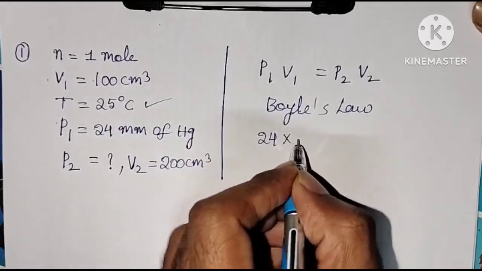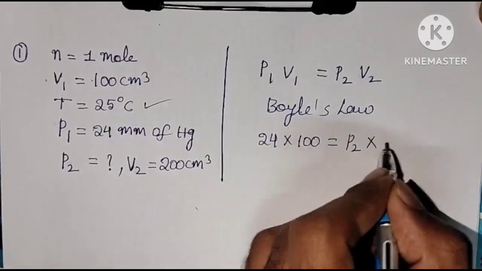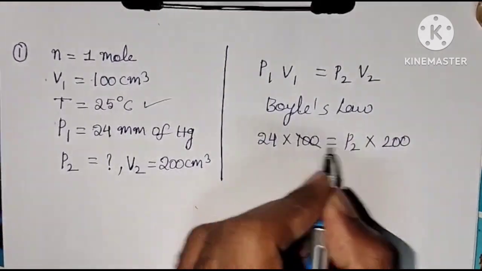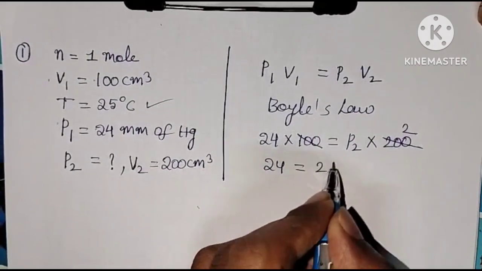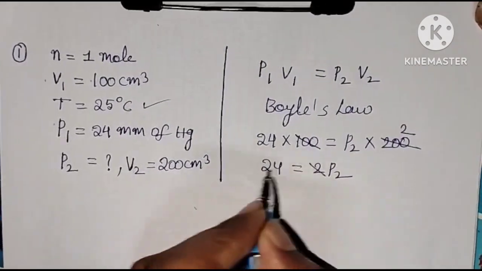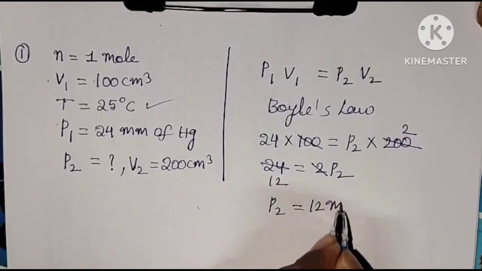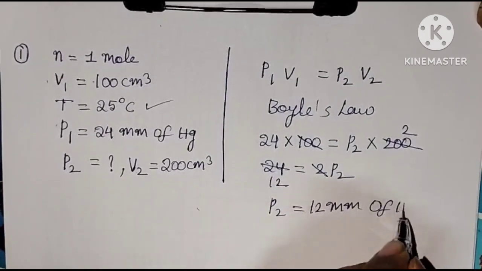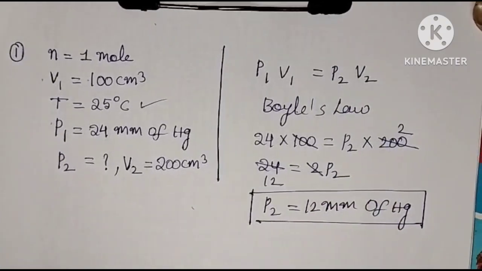Now P1 is 24, V1 is 100, P2 we don't know, and V2 is 200. So 100 ones are 100, 100 twos are 200. So 24 is equal to 2 P2. Now 2 ones are 2, 2 twelves are 24. Now P2 is equal to 12 mm of Hg. Okay. So the pressure is 12 mm of Hg.